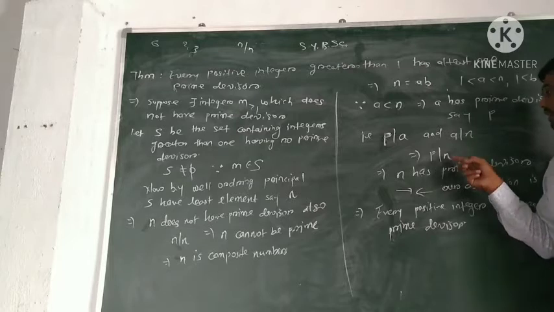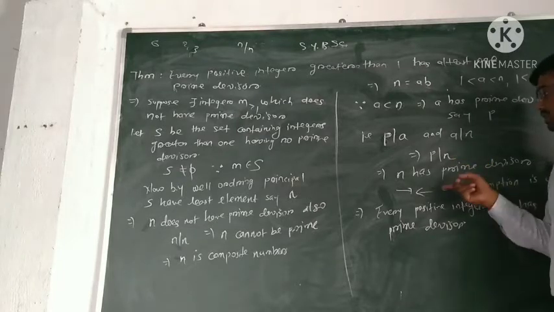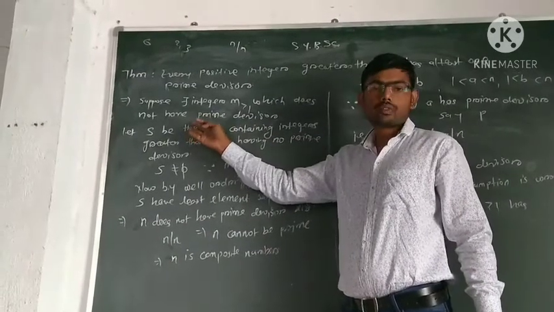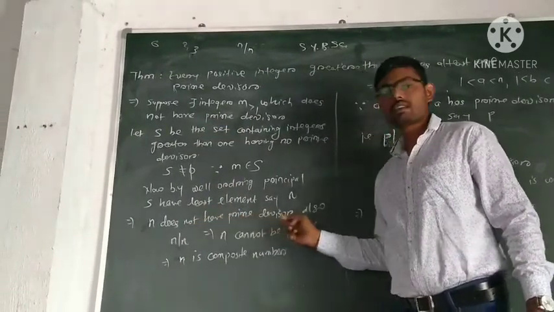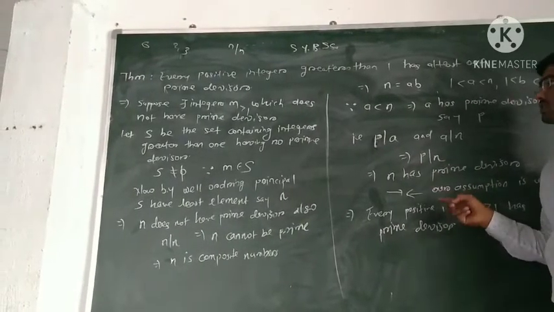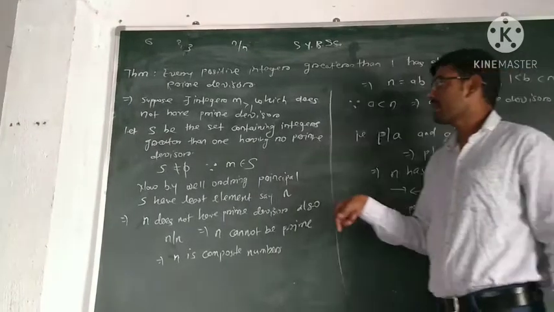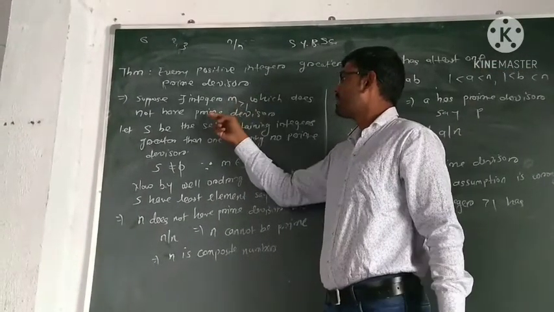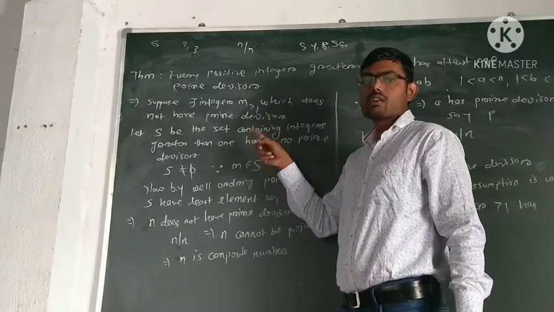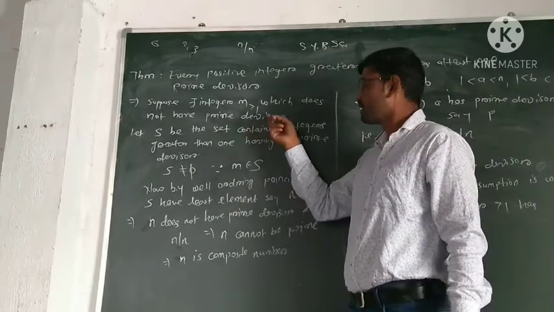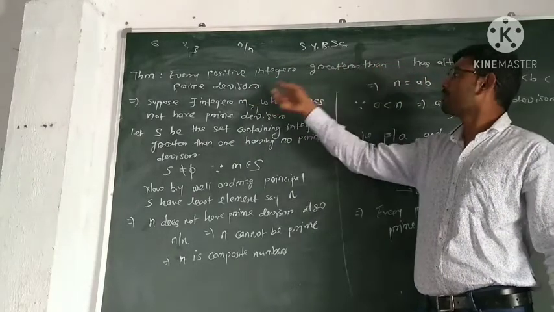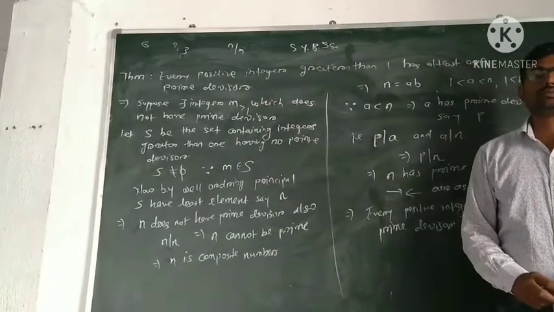So we are getting that n has a prime divisor, but this is a contradiction to our assumption. We assumed that n doesn't have a prime divisor, and we are getting that n has a prime divisor. So our assumption is wrong. What is our assumption? That there is an integer which doesn't have a prime divisor. This assumption is wrong. So what is true? The truth is that every positive integer must have at least one prime divisor. Okay? This is the proof.